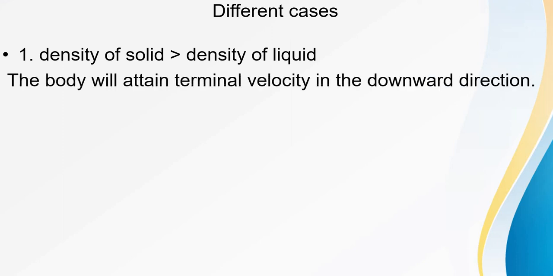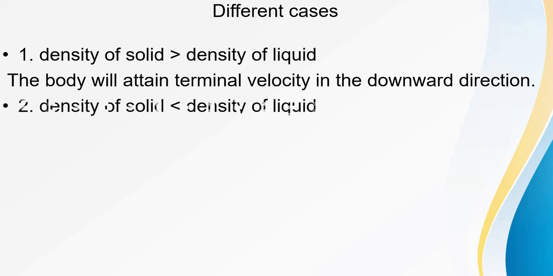So the body will attain terminal velocity in the downward direction because rho s is greater than rho l. Okay. And the next case, when the density of solid is less than the density of liquid, what happens? You will get terminal velocity as negative, which signifies the object is moving in the upward direction.